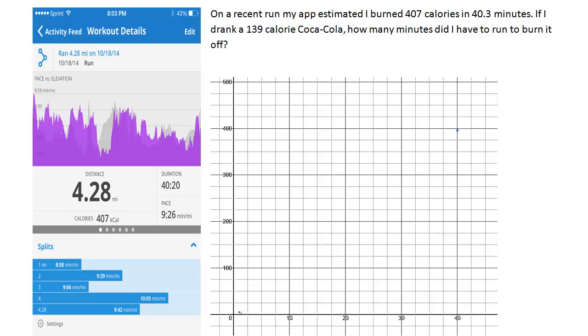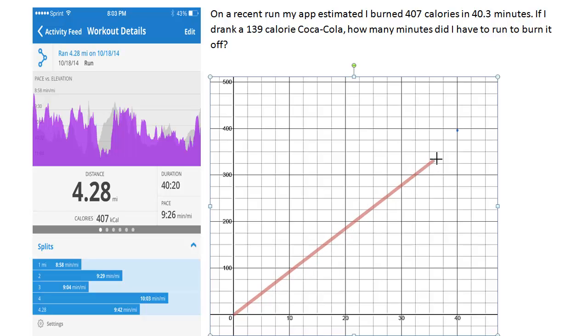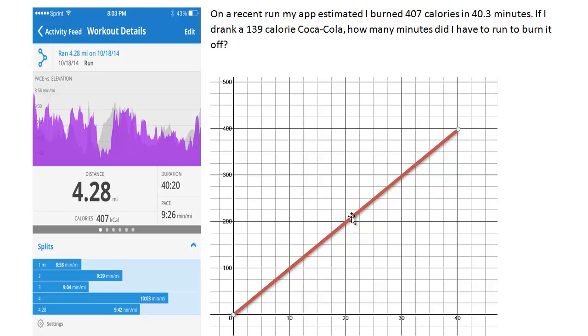So when I first started my run, I wasn't burning any additional calories. And after 40 minutes, I had burned roughly 400 calories. So if I graph my line here, I'm going from nothing to 400 calories in 40 minutes. Now, because I have that constant rate of change, I can estimate how long it would take me to have burnt off a 139 calorie soda.